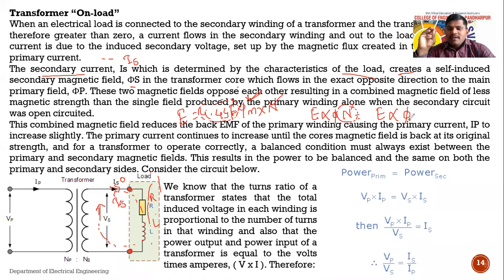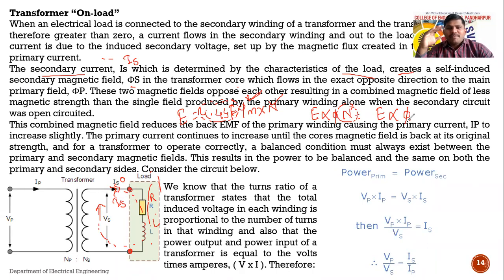All of you keep in mind, this induced EMF, that is this flux, will induce some EMF, and this flux phi is created in the opposite direction to that of the primary flux. I will explain this by using a figure, but you people understand the concept.